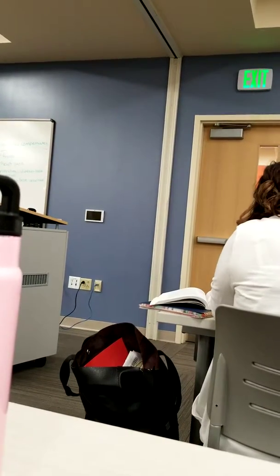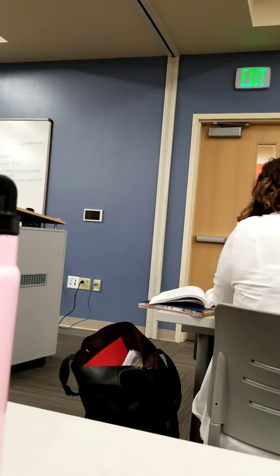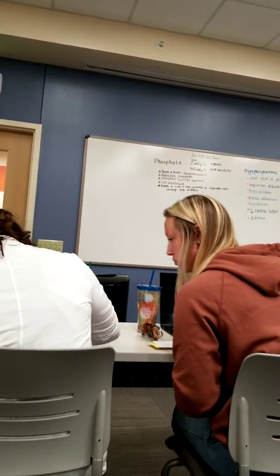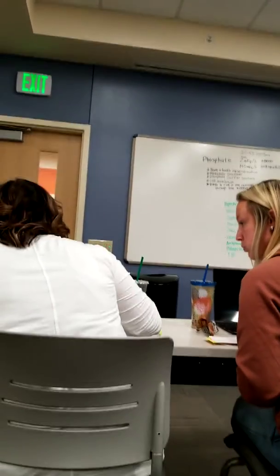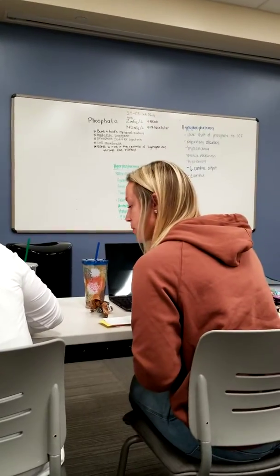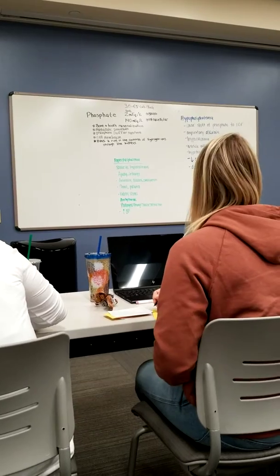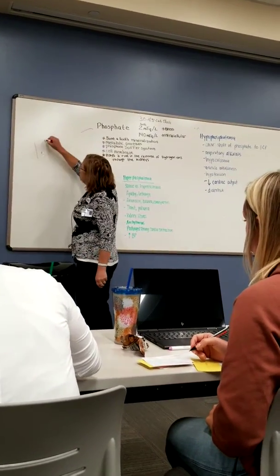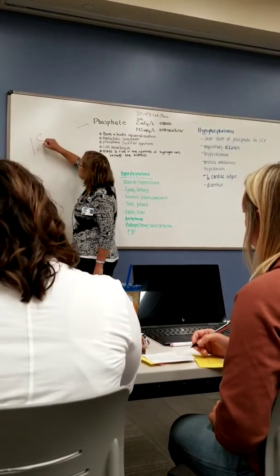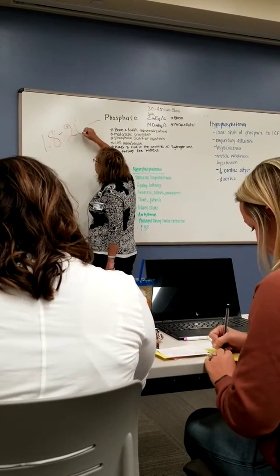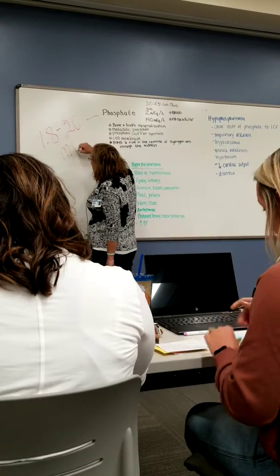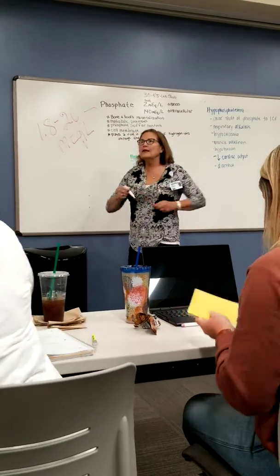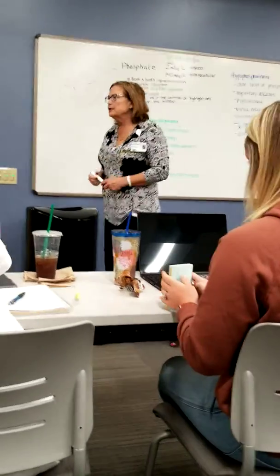So for phosphate, we're going to go with 1.8 to 2.6 milliequivalents per liter. Now that's a range. The others did not give you that.